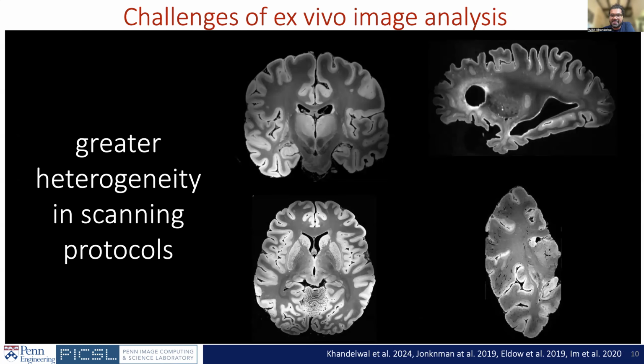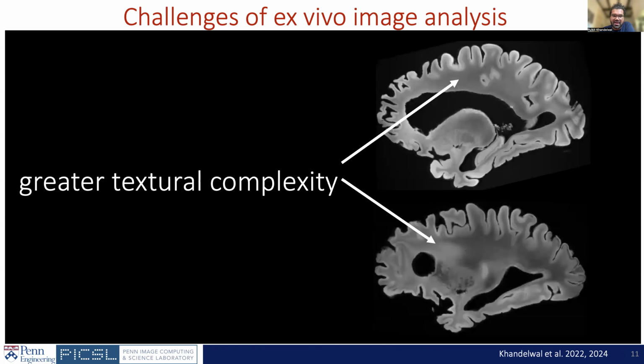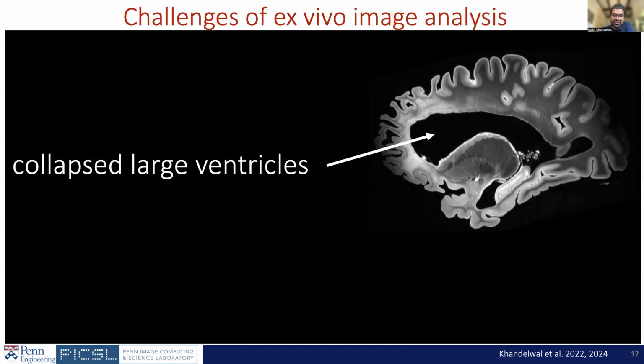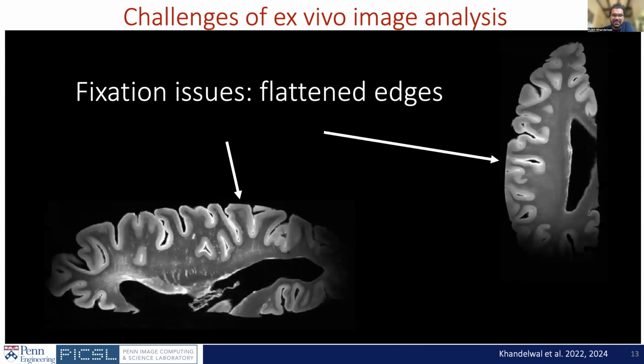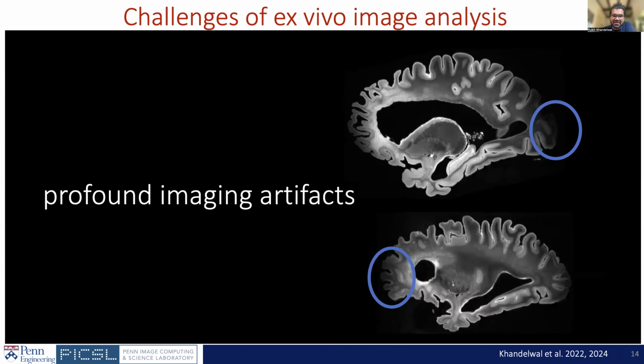Now, to analyze these complex datasets, we need to develop computational tools for image segmentation, parcellation, and registration. But development of algorithms and open source tools for ex vivo image analysis has been limited primarily due to the following factors. Ex vivo images have greater heterogeneity in scanning protocols than in vivo MRI. They have greater textural complexity. They often present with large collapsed ventricles due to severe neurodegeneration. There are many issues such as flattened edges associated with fixation.